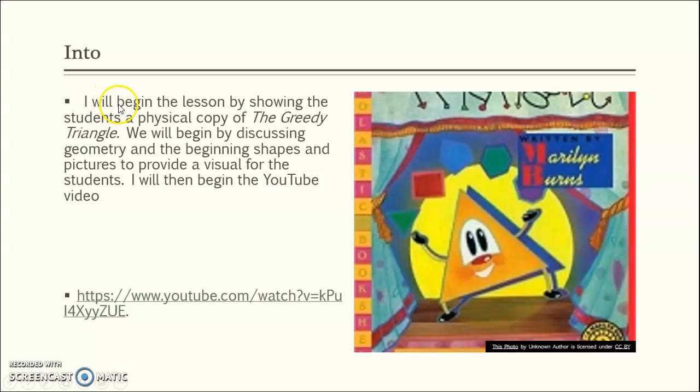And then I will begin the lesson by showing them the Greedy Triangle, a physical copy of the Greedy Triangle. And then we will begin by discussing geometry and the beginning of shapes, such as triangle, square, rectangle, the newer shapes that you'll begin with that are easy and then go into as it gets more complicated. And then pictures to provide a visual for the students, which will be in the book, so they can see that as they're following along on YouTube.